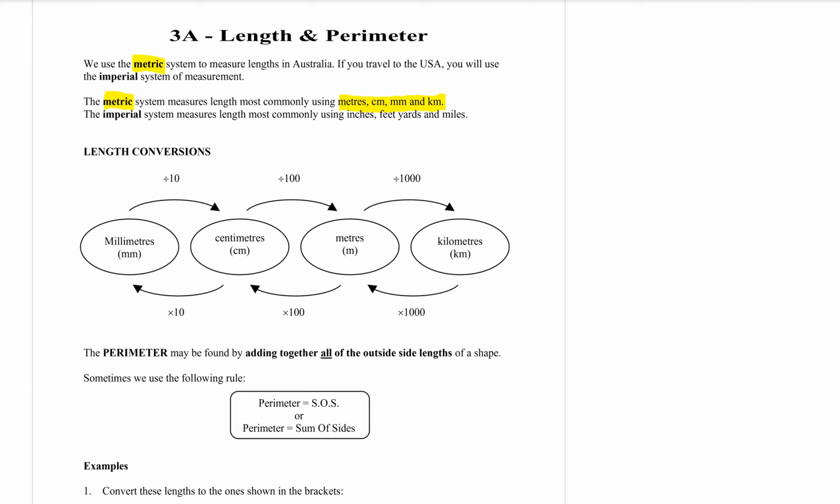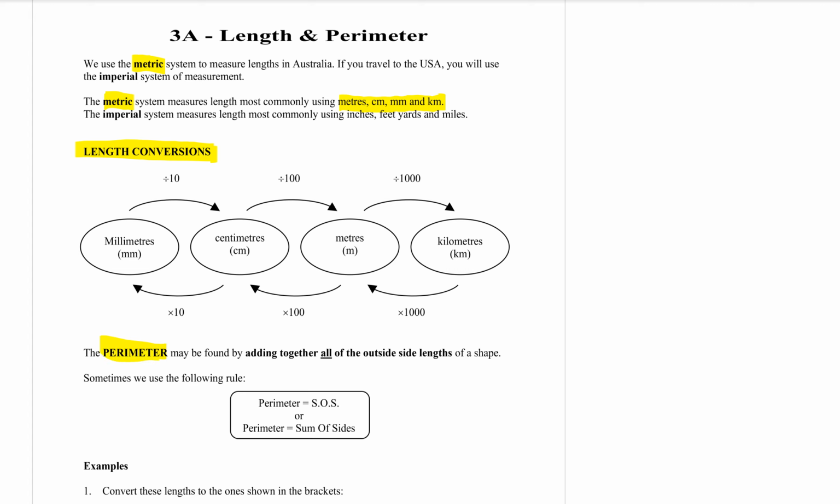Now you're going to need to convert between different units of length, and to do that you need to know this diagram here. So say I wanted to convert between meters to centimeters. I'm starting with meters, I follow the arrow. To get to centimeters I would need to times by 100. Okay, so we're going to be using that diagram to convert units, and I strongly recommend that you memorize that diagram.